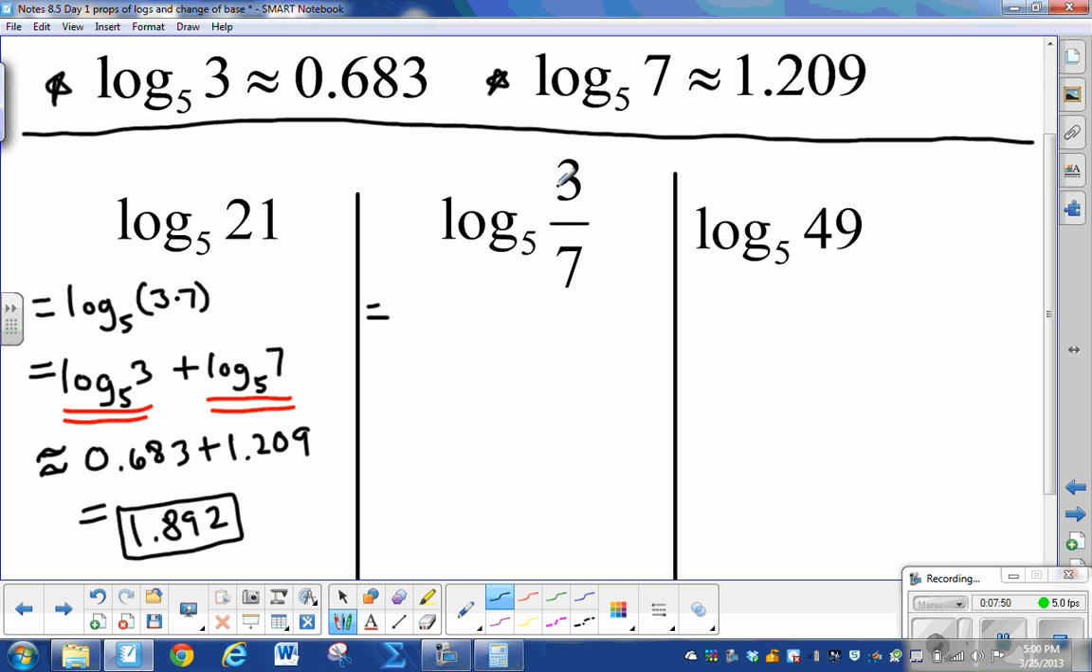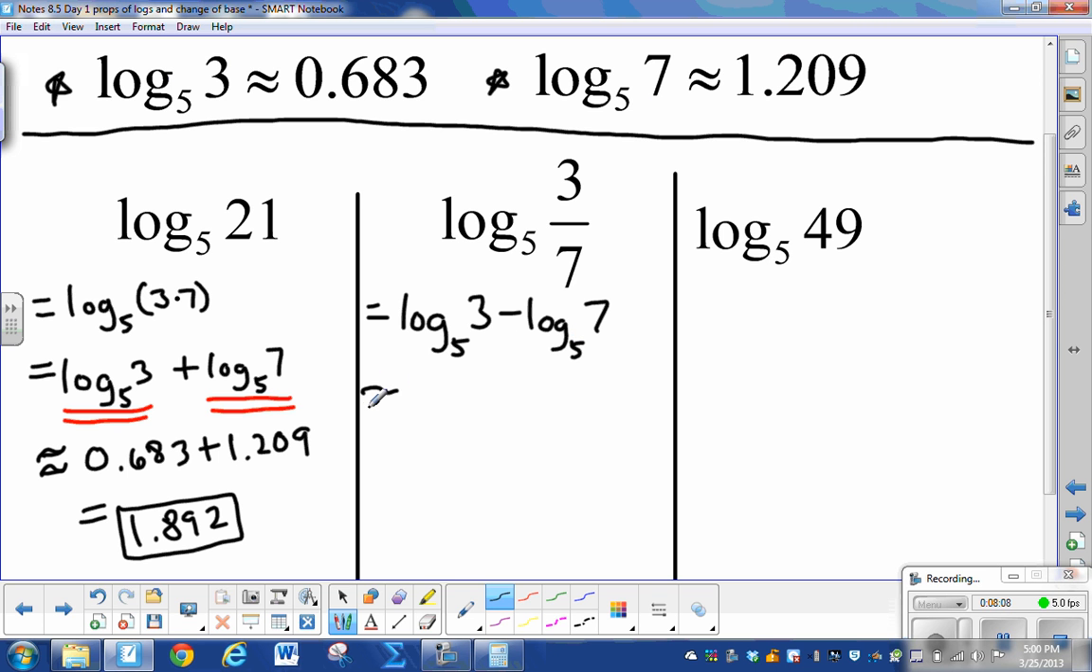So log base 5 of 3 over 7. Now we already have a 3 and a 7, so since it's dividing, we are now going to turn this into subtraction. So it's log base 5. Using our properties, we know the quotient property says that when you divide them, it turns into subtraction. So log base 5 of 3, it's the numerator minus the log of the denominator. So log base 5 of 7.